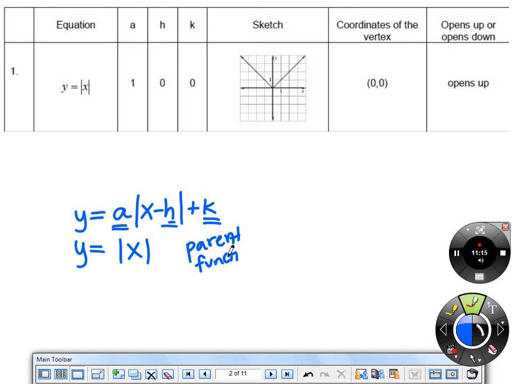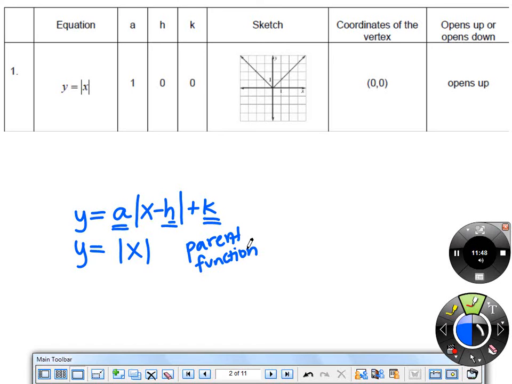So the parent function is the most basic form of that equation. This is an absolute value equation, but it's the most basic form. There's no numbers multiplying it, nothing being added or subtracted. It's the simplest absolute value equation you can write. The reason those are important is because they give you the basic shape and behavior of the function. Then all the other stuff, all the numbers you add in, just does stuff to that already existing shape. Okay? So if we graph this on our calculators, we would see a V like this.